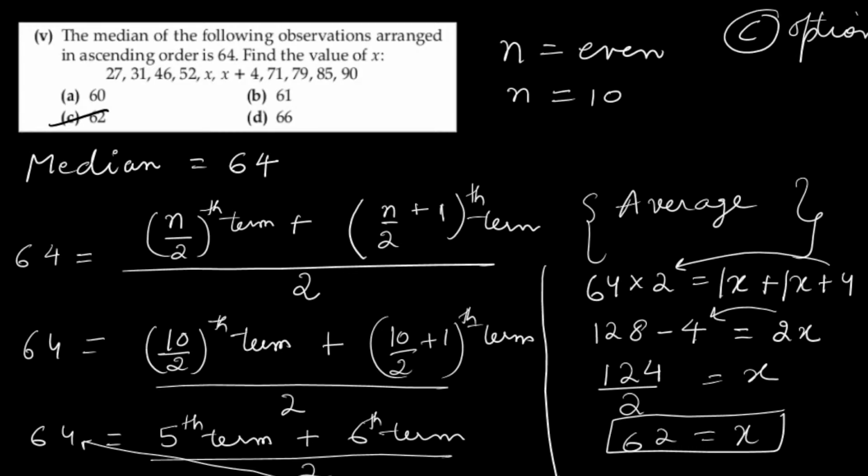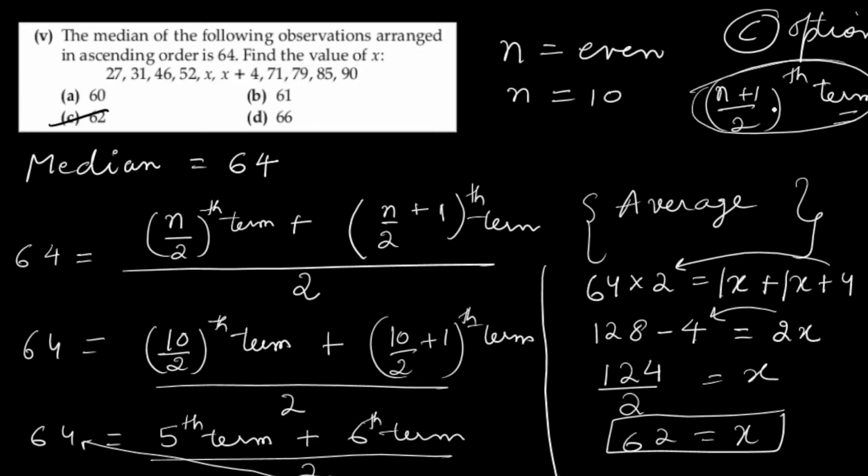Here the number of terms was even, so for even terms we find the median by taking the average of the central two terms. For an odd number of terms, we can find the median directly by taking the n plus 1 by 2 term. Suppose 11 terms are there, so 11 plus 1 by 2 is 12 by 2, which is 6. So the 6th term will be the median.